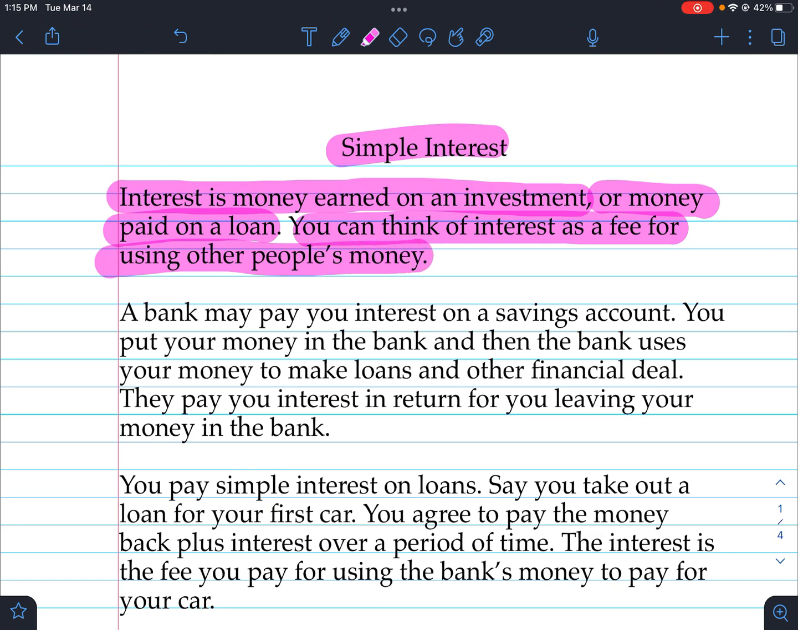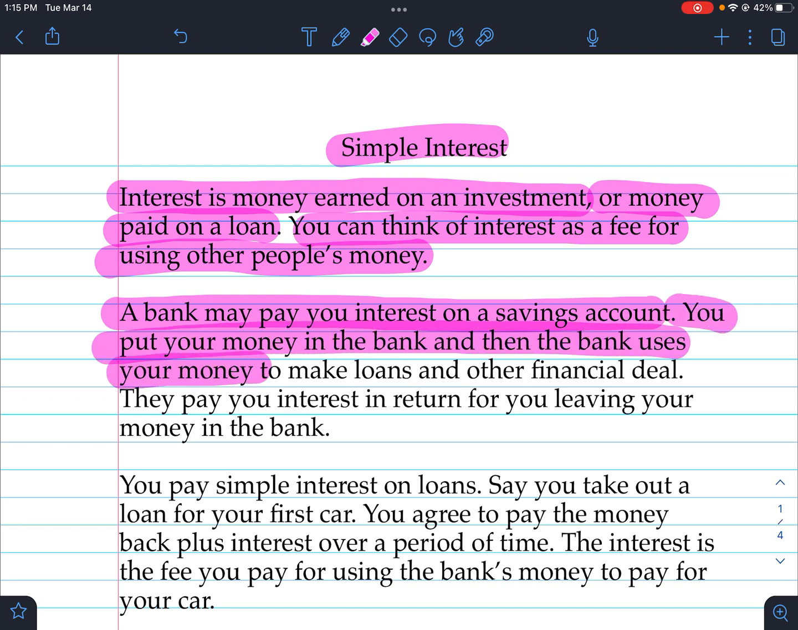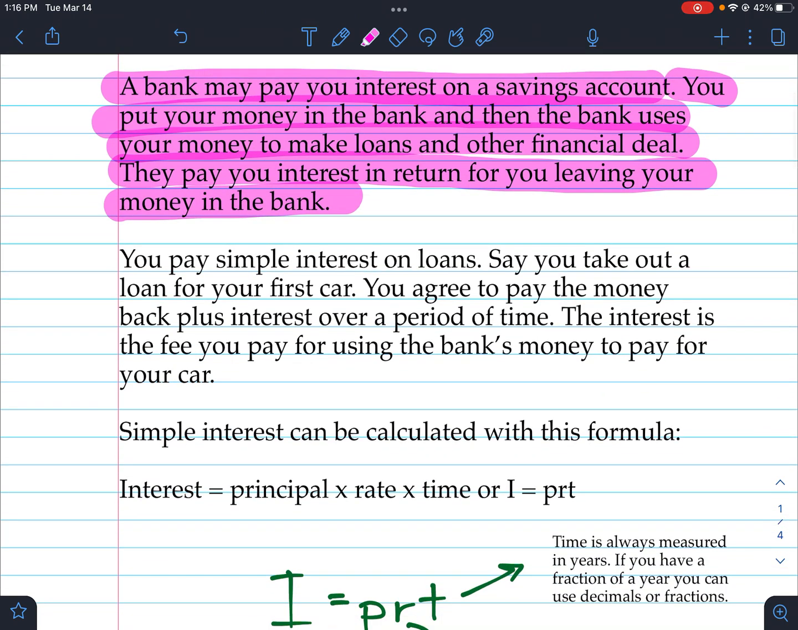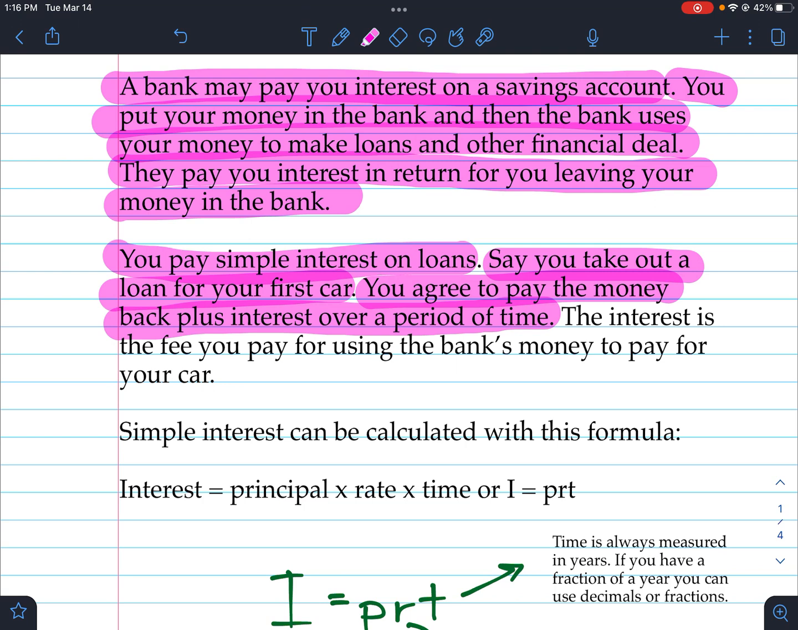For example, a bank may pay you interest on a savings account. You put your money into the bank, and then the bank uses your money to make loans and other financial deals. They pay you interest in return for you leaving your money in the bank. Another example of simple interest is when you take out a basic loan. So you pay simple interest on loans. Say you take out a loan for your first car. You agree to pay the money back plus interest over a period of time. The interest is the fee you pay for using the bank's money to pay for your car.